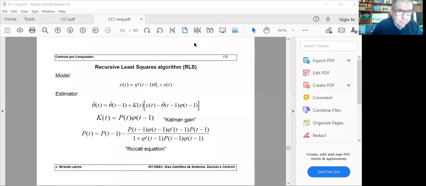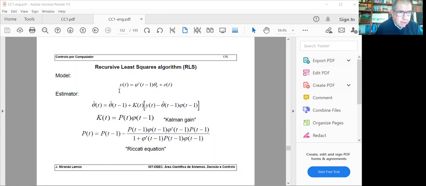Good morning. Let's start our lecture on computer control. This is the 10th lecture, and we are going to discuss a number of features related to parametric identification. In the last lecture, we introduced the recursive least squares estimation algorithm. So let us recall it briefly.